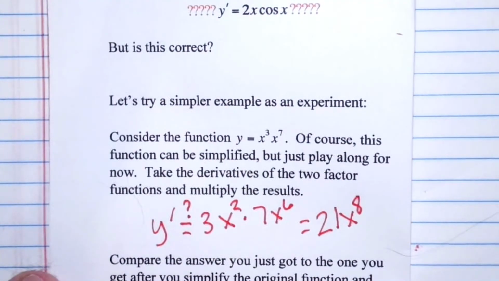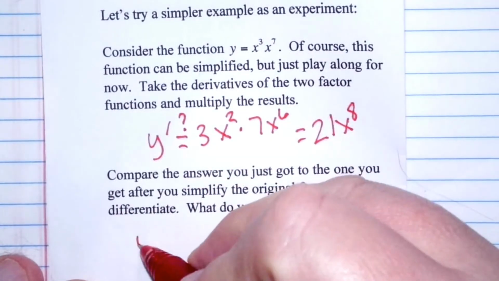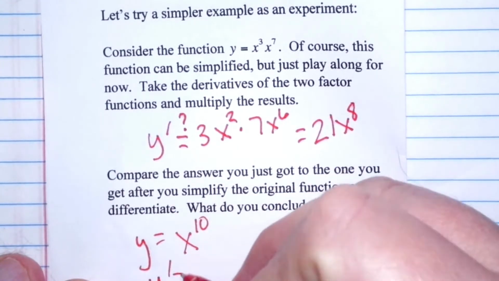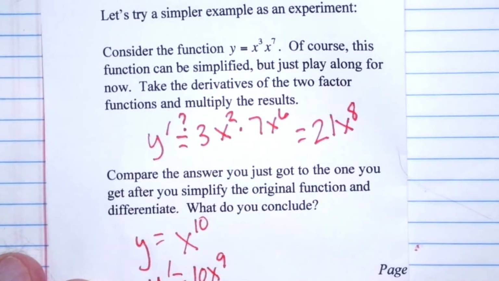However, we know what the answer really is. We do know that y is equal to x to the 10th, and so y prime is going to be 10x to the 9th, which is not the same thing as 21x to the 8th.